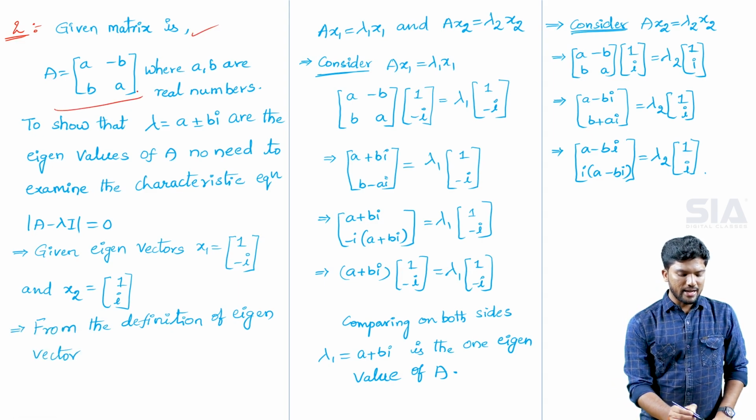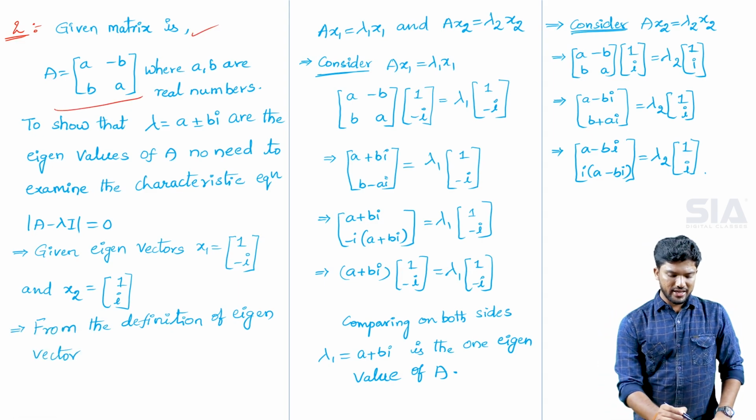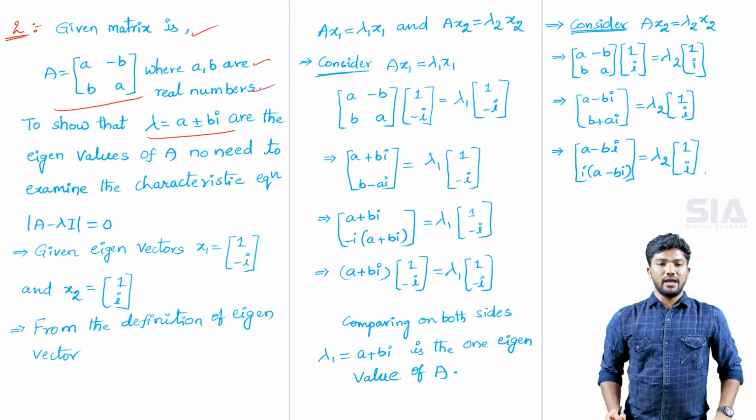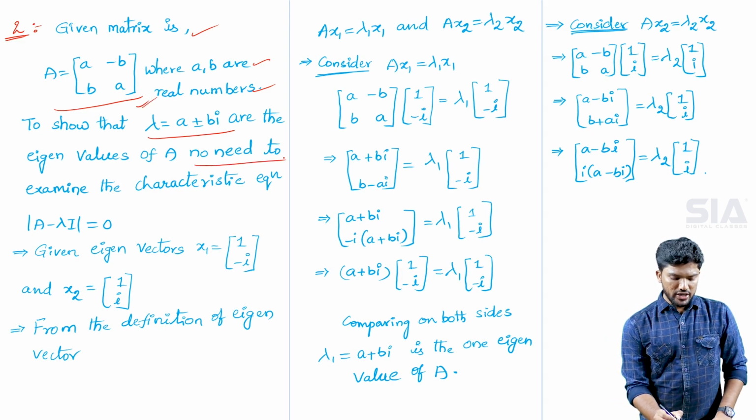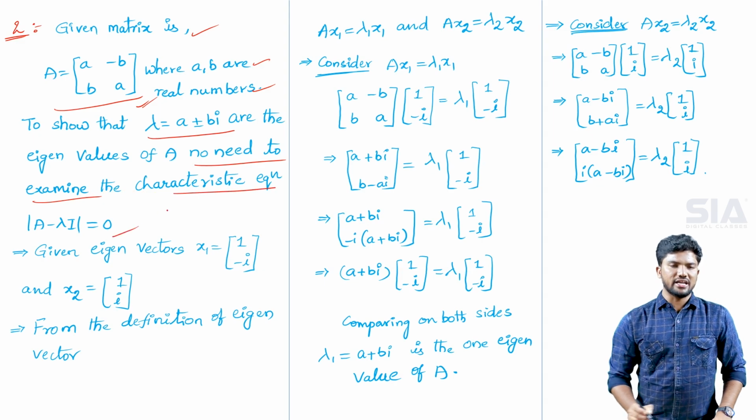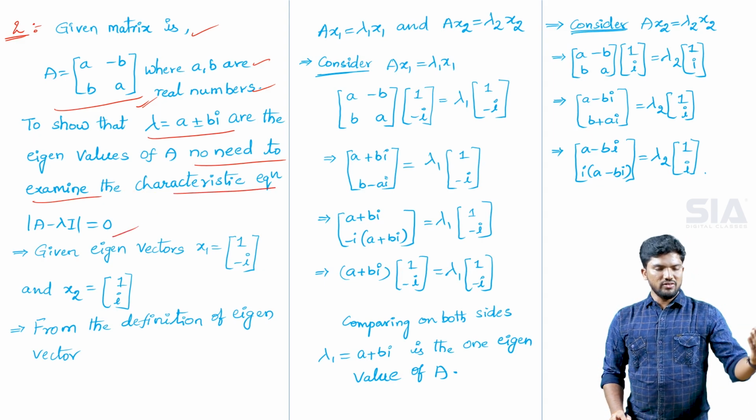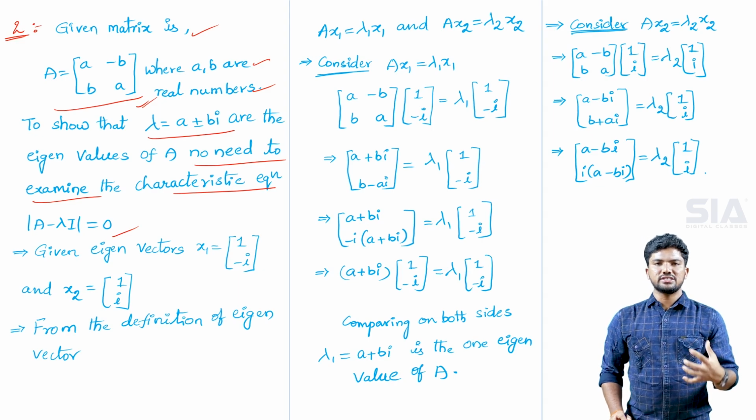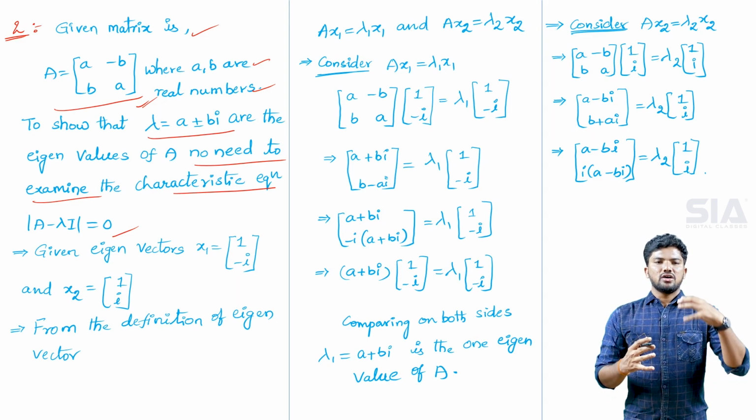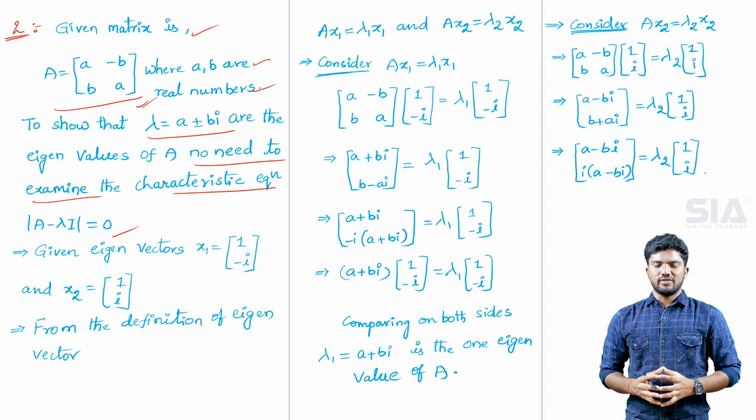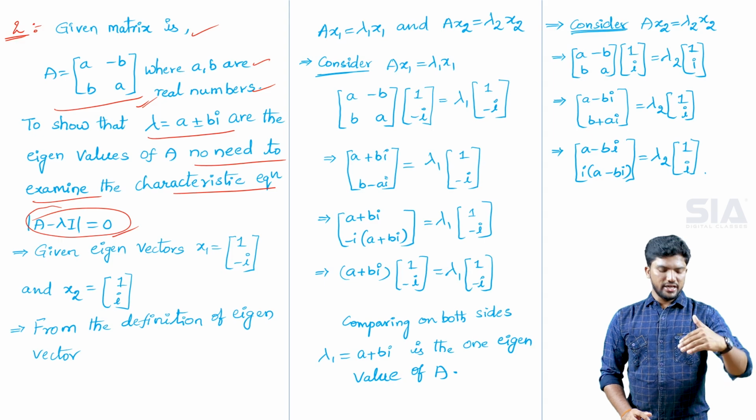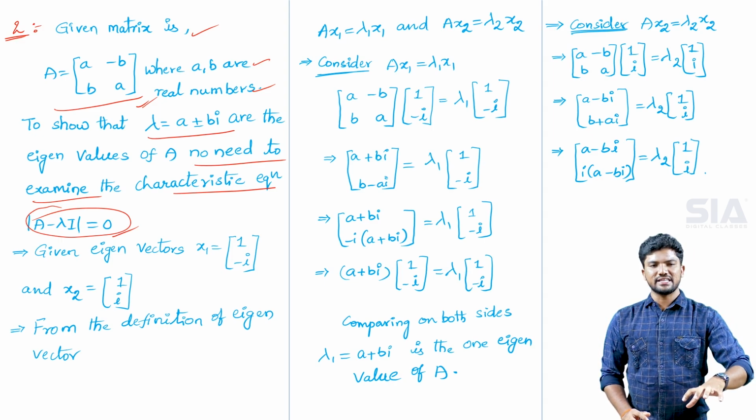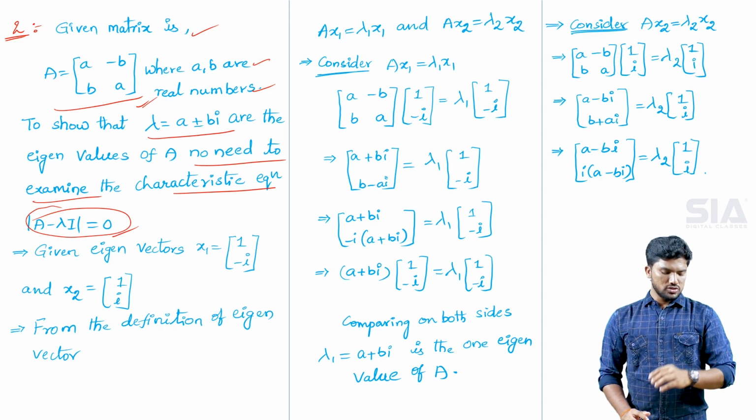Given matrix is capital A is equal to [a, minus b; b, a], where a, b are two real numbers. Now, to show that lambda is equal to a plus or minus bi are the eigenvalues of the given matrix capital A. Okay, so no need to examine the characteristic equation, det of A minus lambda I is equal to 0. Often, whenever we are talking about eigenvalues, it is the usual practice to take the characteristic equation, that is det of A minus lambda I is equal to 0. But this time it is not needed. So we are clearly mentioning that the characteristic equation is not useful here.